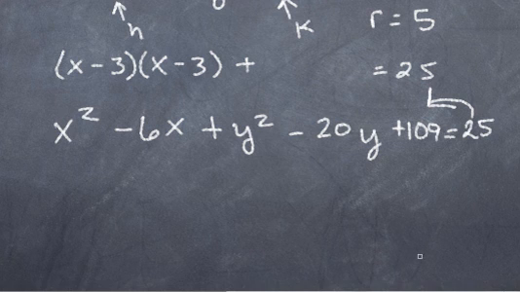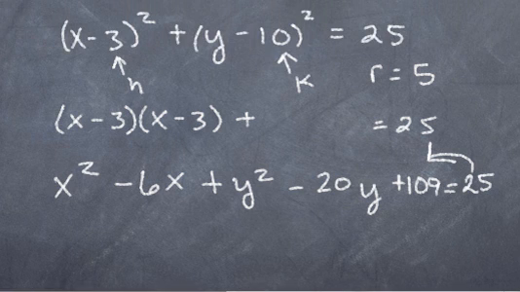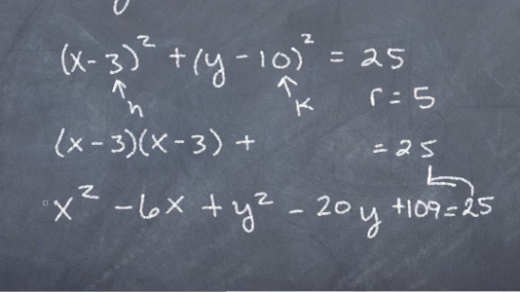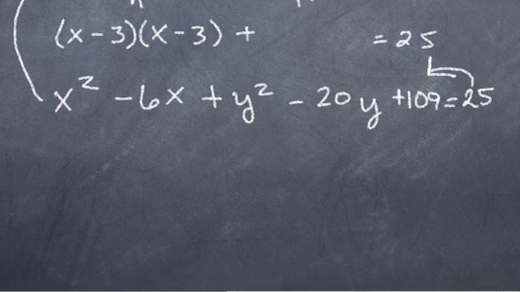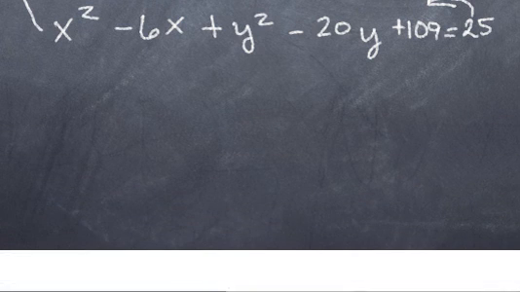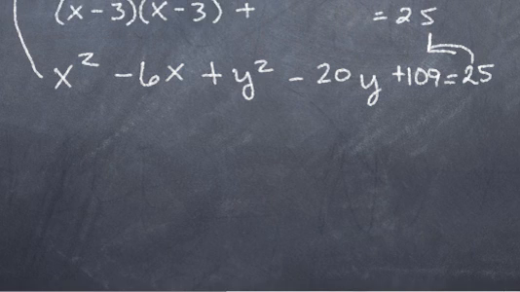Now, what I want to do with this general form is go backwards, from here back into this form here. It's not too bad. We're going to use a technique called completing the square. So I'm going to pair up my x's and pair up my y's, which are already paired up here.